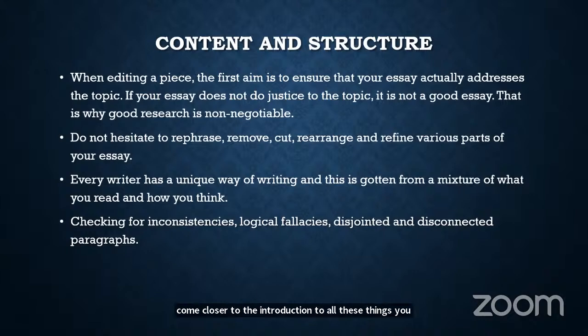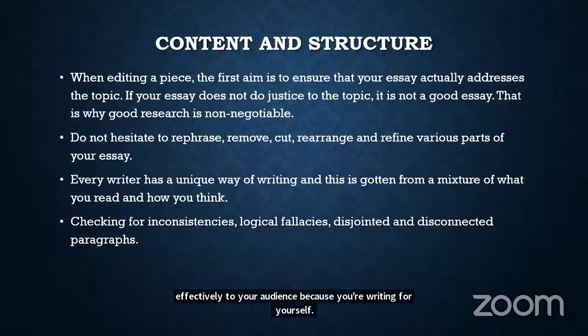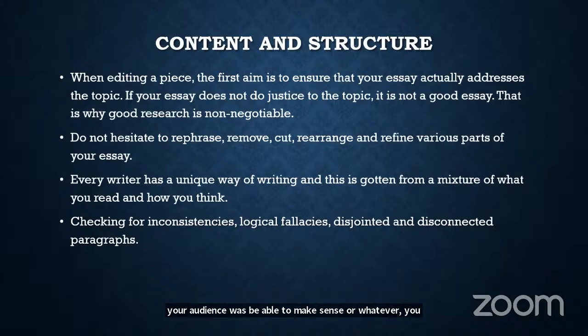And every writer has a unique way of writing, and this unique way of writing usually comes from a mixture of what you read and how you think. But nonetheless, even though you have your unique way of writing, you must make sure that it still communicates very effectively to your audience, because you are not writing for yourself, you are writing for your audience, and your audience must be able to make sense of whatever you have written, else your piece is not good enough. And so when you are checking the content and structure, you must check for inconsistencies, you must check for logical fallacies, you must check for disjointed and disconnected paragraphs.